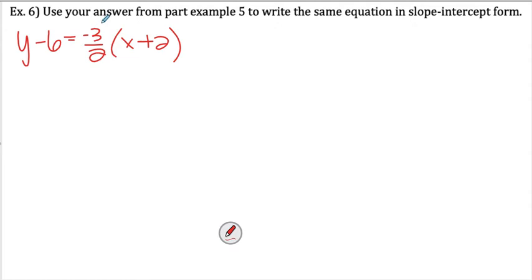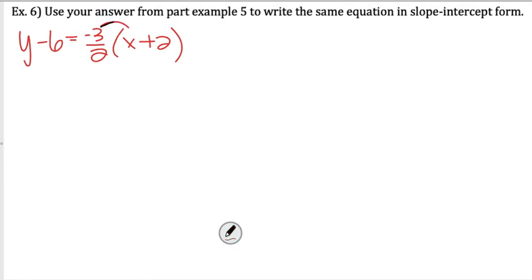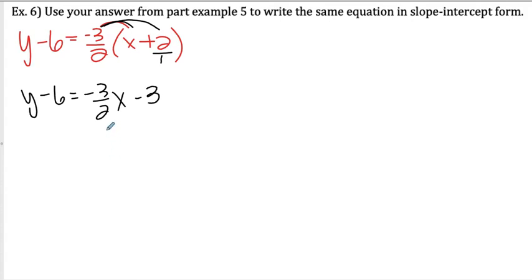So the first step would be to distribute the slope times the x and the x point here. So I'm going to rewrite my y minus 6, and -3/2 times x is just -3/2 x. And then -3/2 times 2, if I made this a 2/1, my 2's would cross cancel here, and I'd be left with a -3. And so my goal, remember slope-intercept, is y equals mx plus b.